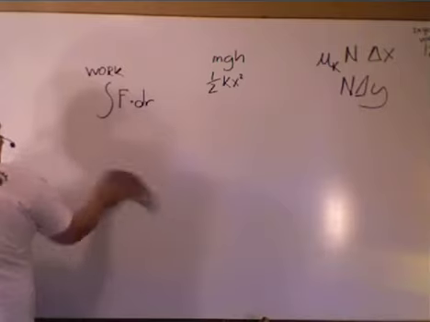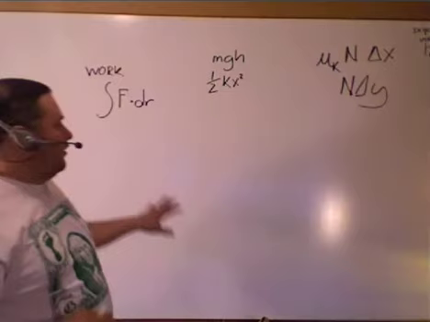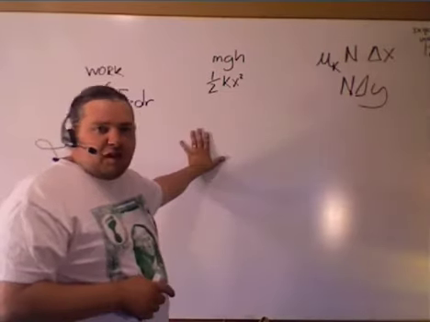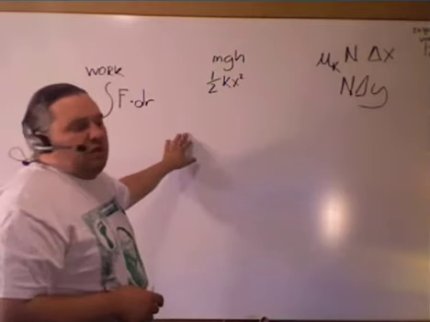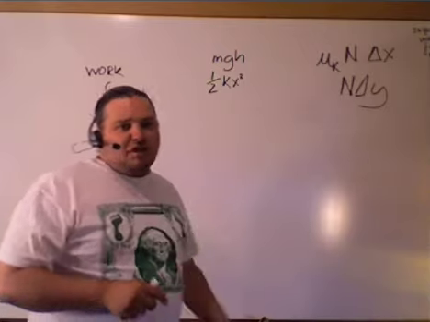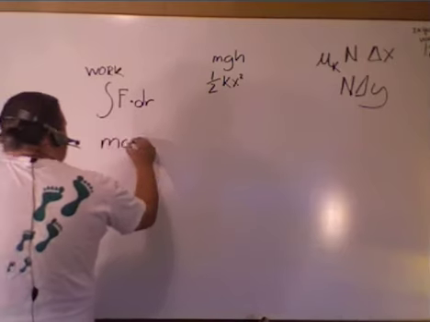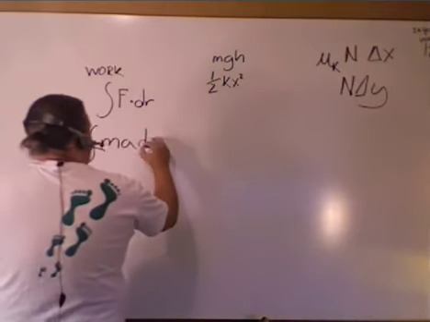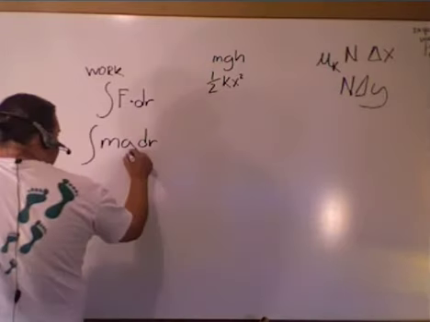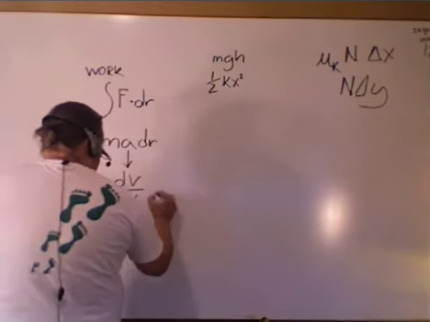Now we know from Newton's second law, the true form of Newton's second law says that net forces change momentum per unit of time. But if the mass of that object doesn't change, we get another equation. We get net forces is equal to mass times acceleration. And I'm going to use that for my definition. So right here I'm going to substitute in ma. Okay, dot dr. Well, we know that a is equal to the change in velocity over the change in time.